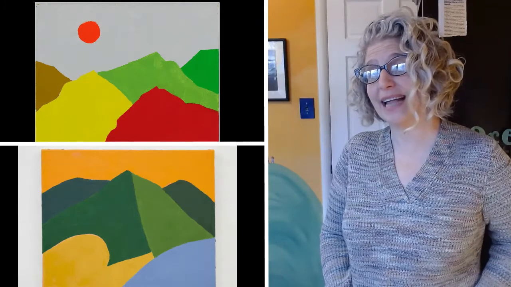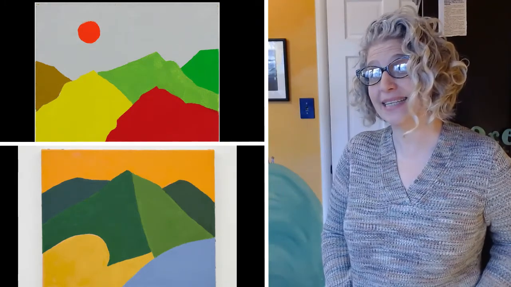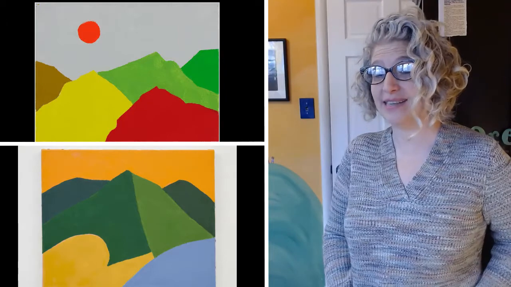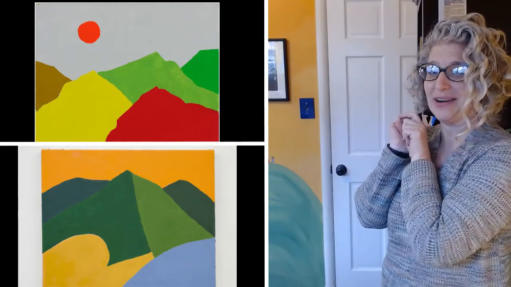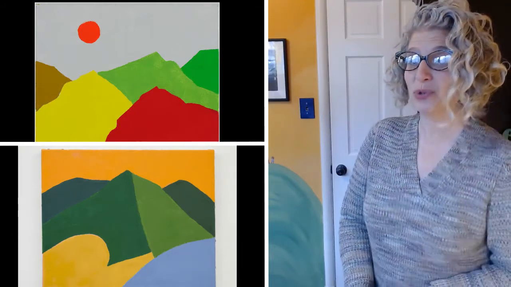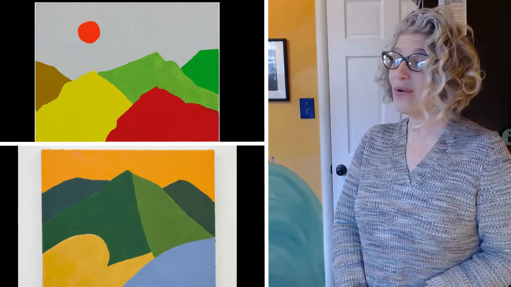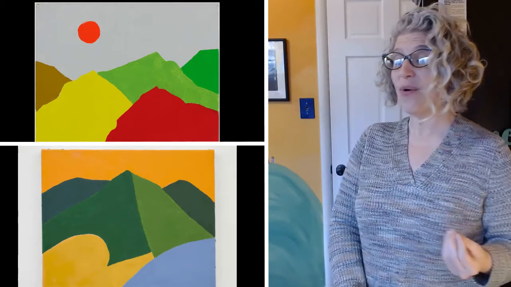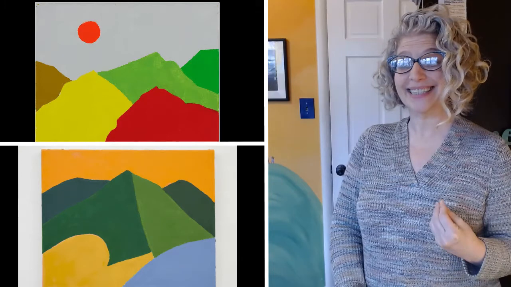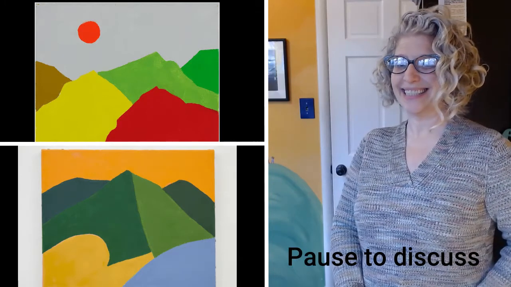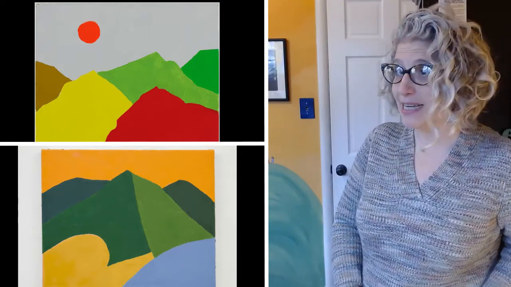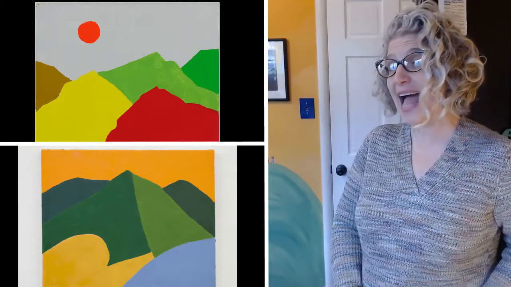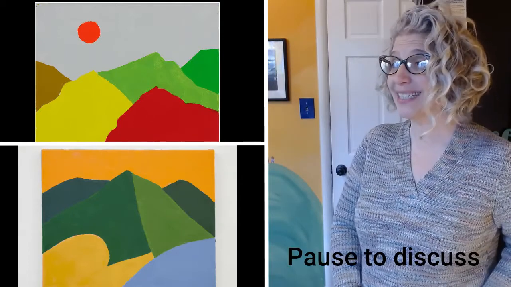Let's look at some of Etel Adnan's landscape paintings to see if we can identify some of the shapes. So let's look at the top painting here. What shapes do you see? And are they organic or geometric? Now let's look at the bottom painting. What shapes do you see, and are they organic or geometric?